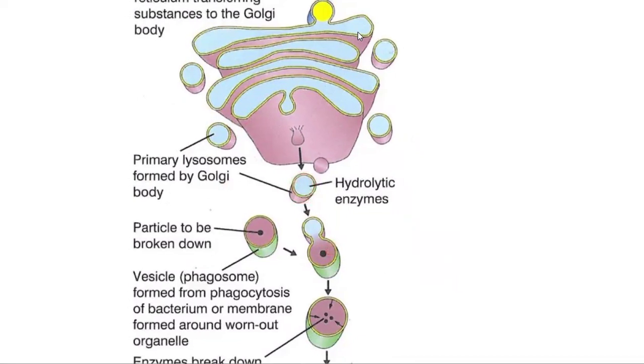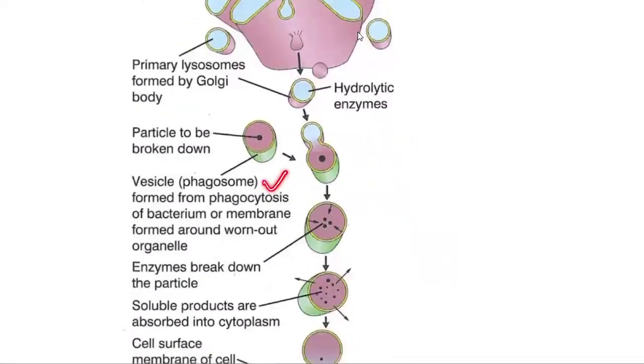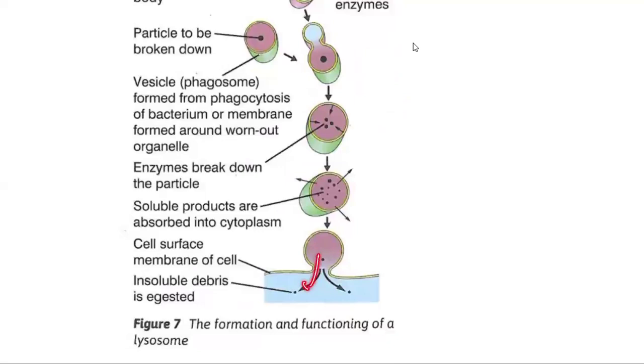This is a lysosome. If the lysosome fuses with the phagosome, it forms a phagolysosome. The enzymes start to act on it. Once these enzymes have broken down the bacteria and the products have been taken out into the cytoplasm for reuse, the debris will go to the cell surface membrane. It will fuse, and the process of exocytosis will release all this insoluble debris outside the cell.